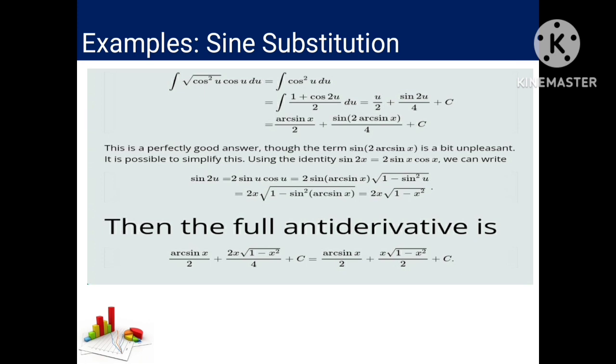So the full antiderivative is arc sine x over 2 plus 2x square root of 1 minus x squared over 4 plus c, which is equal to arc sine x over 2 plus x square root of 1 minus x squared over 2 plus c. So that's it.